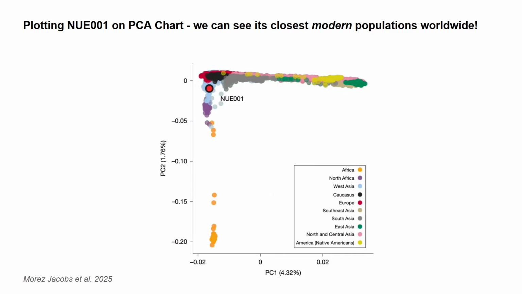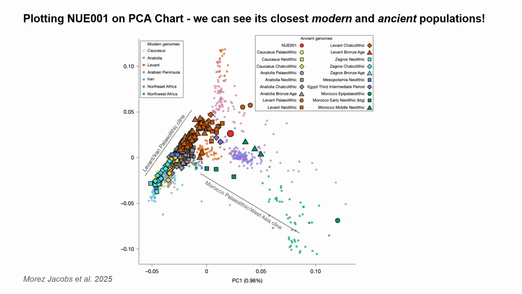So yeah, once you have the modern populations, now you can narrow it down. Now we can curate all the ancient populations and see which ancient populations he was closest to. Let's try to read this chart. We're looking at the red circle. His closest populations are Levant Neolithic, and then the green triangle is Morocco Middle Neolithic, and he clusters in between. So this is just a good starting point. PCA is very noisy. It's very speculative, but this is a good starting point.